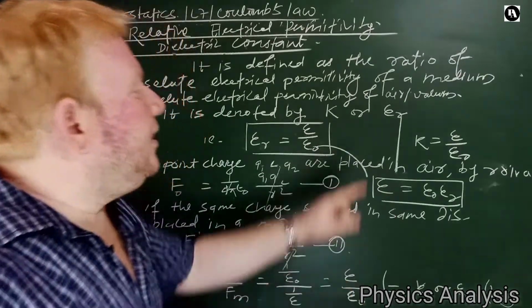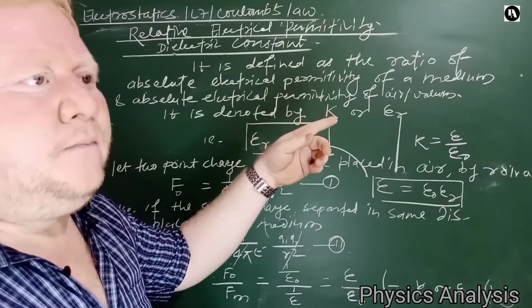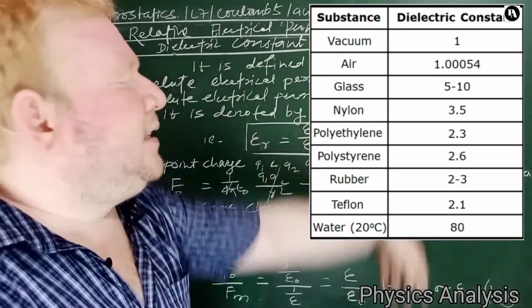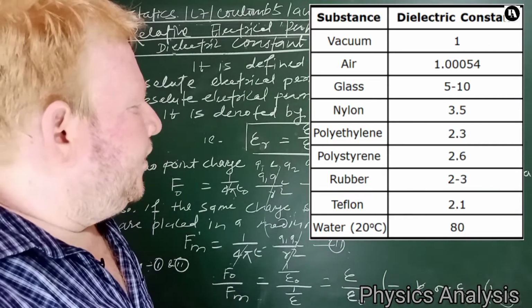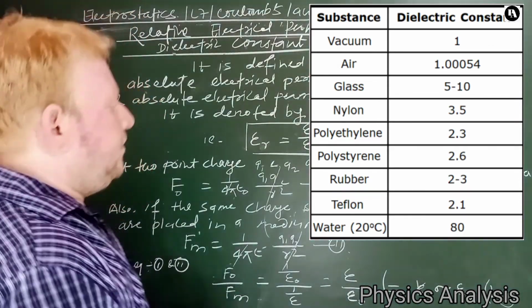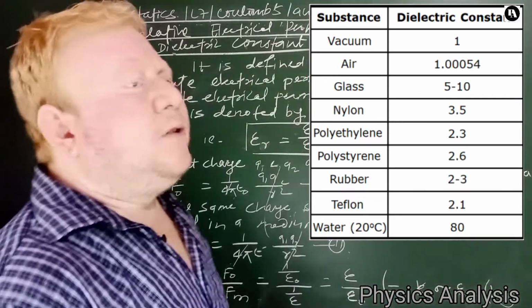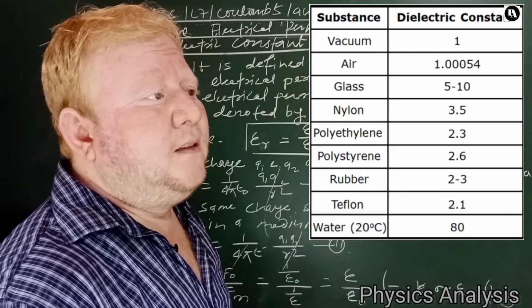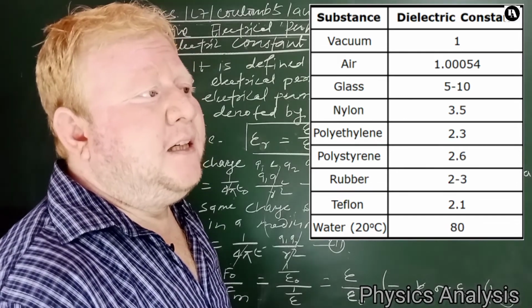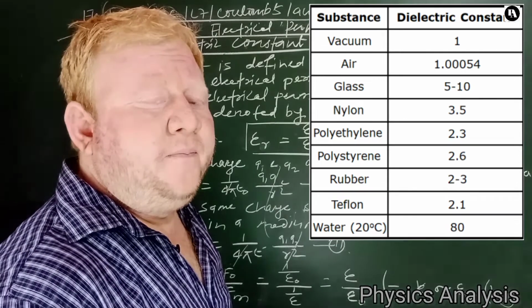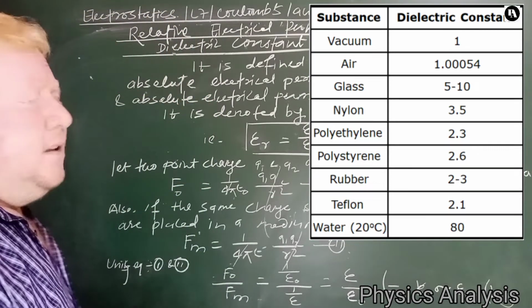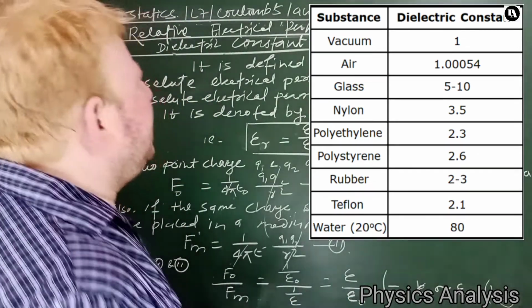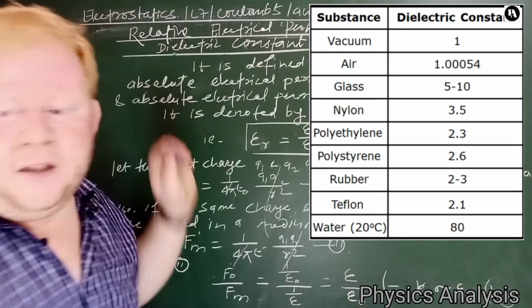Okay, now check it. Consider the dielectric constant of some material, for example water. What is the dielectric constant of water, I mean the relative electrical permittivity of water? It is 80 to 81, 80.4. Let me consider 80.